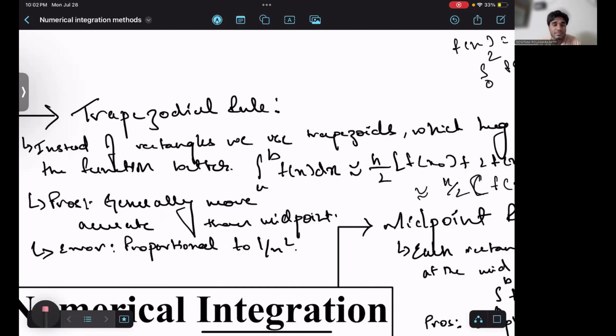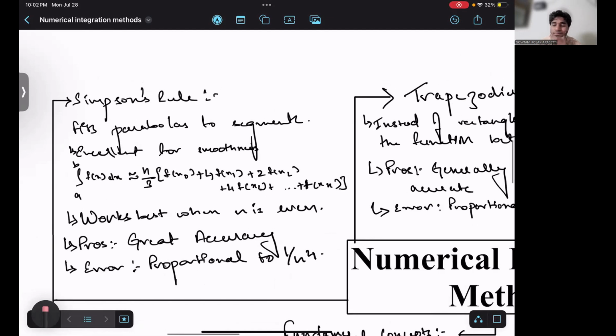Now, let's look at Simpson's rule. Unlike midpoint rule and trapezoidal rule, Simpson's rule uses parabolic arcs rather than lines or flat rectangles. And the other main thing which we have to focus on is that n should always be even, because this rule works best when n is even. Okay.